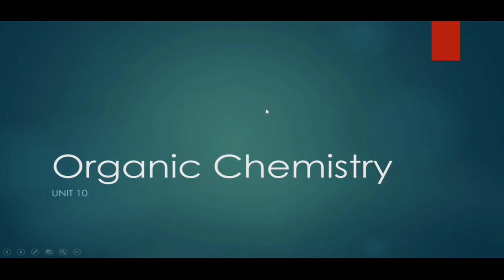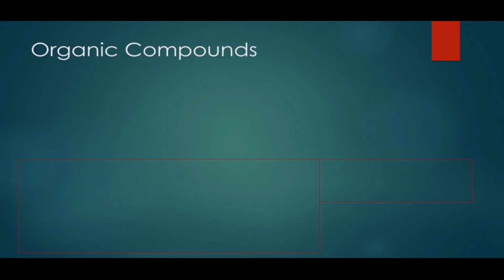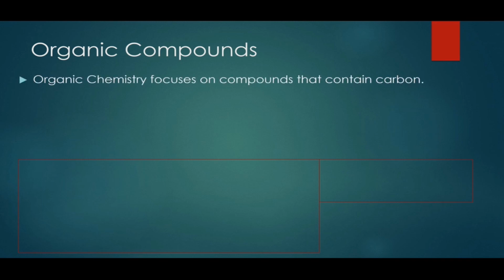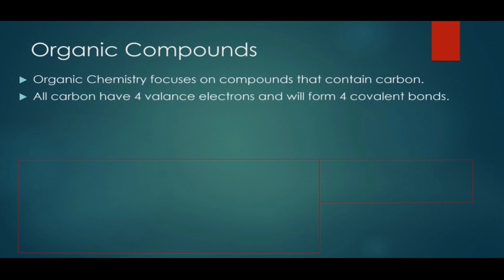All right, welcome to Unit 10, Organic Chemistry Notes. Organic chemistry is completely based on compounds that contain carbon. Now, the nice thing about carbon is that all carbon atoms have 4 valence electrons. We see those here. And they're all going to look to form 4 covalent bonds. That makes carbon a really good central building block.